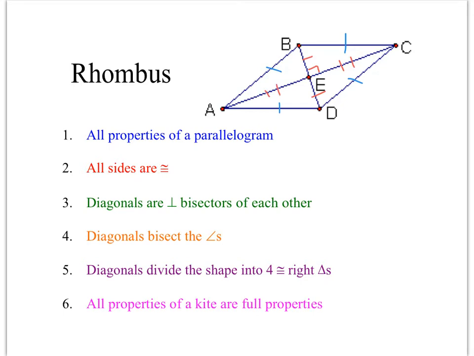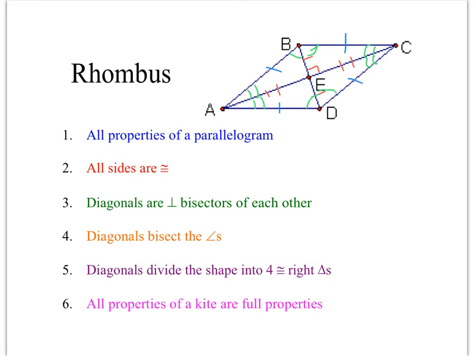Number 4, the diagonals bisect the angles, which means now that this diagonal right here is going to bisect this angle, so this is congruent. And also means now these 2 angles are also congruent because the opposite angles of a parallelogram are congruent. So all 4 of those little angles are equal, and this angle is congruent to this angle, which also means now that this angle and this angle right down here are also congruent.